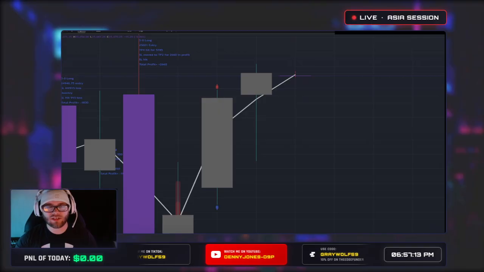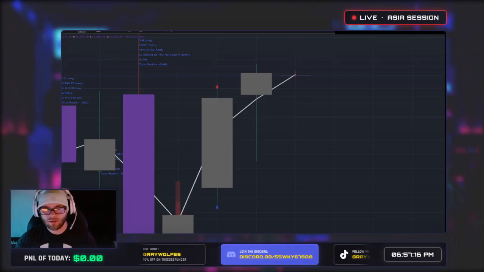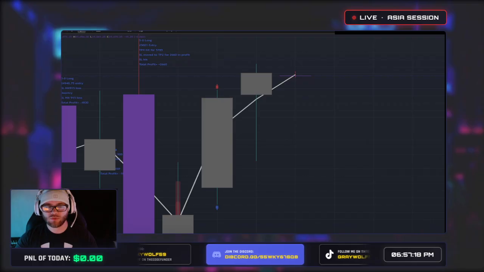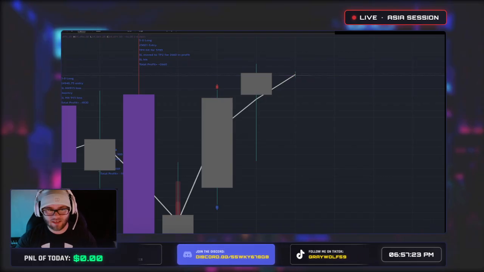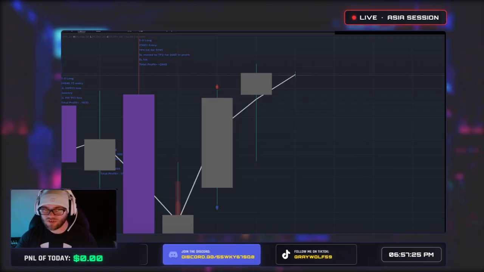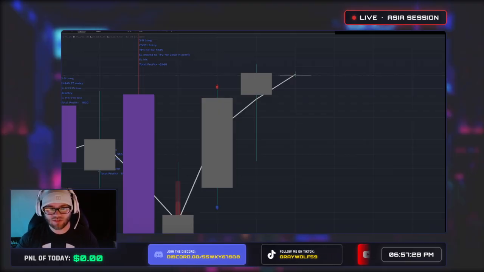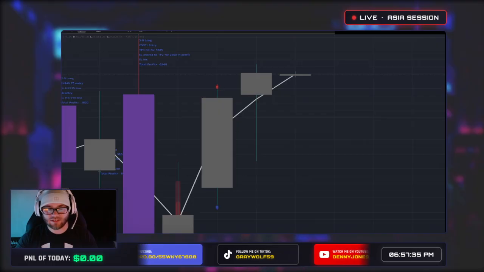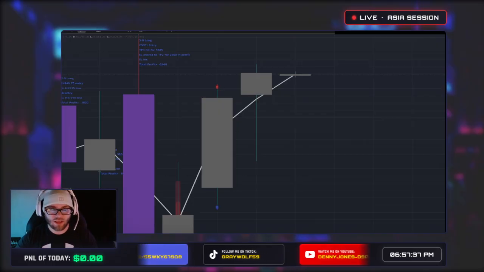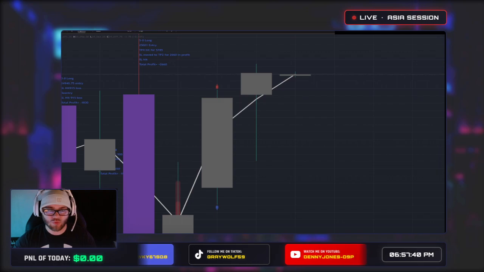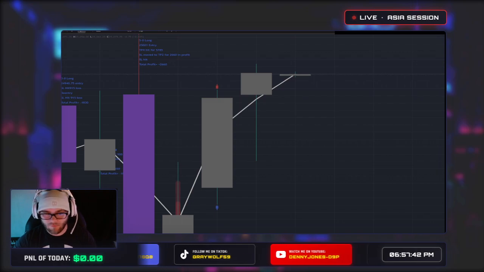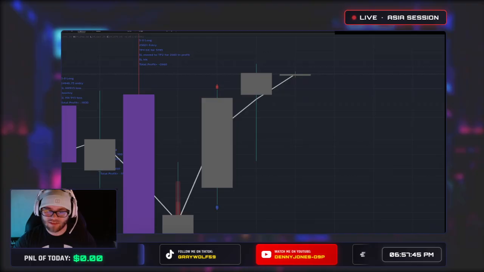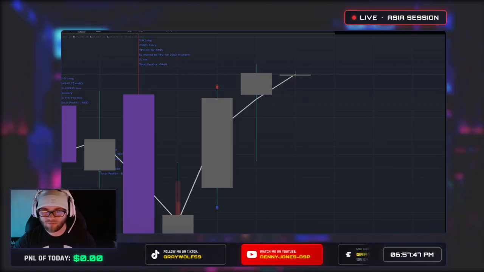Why does PDH and PDL matter? The market loves to target the previous day's liquidity. That's why they matter. All right? Think about it. Traders put stops above PDH. They put stops below PDL. That means liquidity. So the algorithm naturally gravitates to those highs and lows. If you ever wonder why price rushes straight to a level, it's almost always because that is a PDH or PDL. All right.